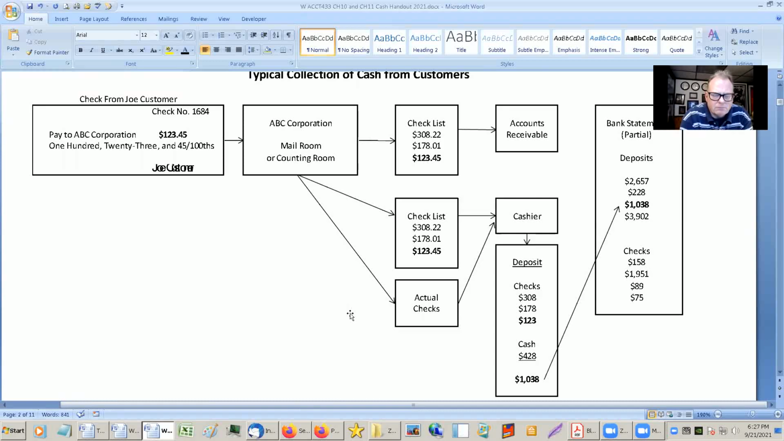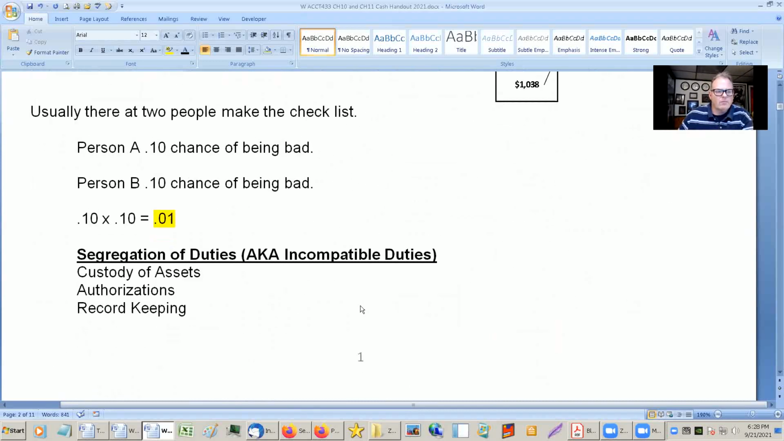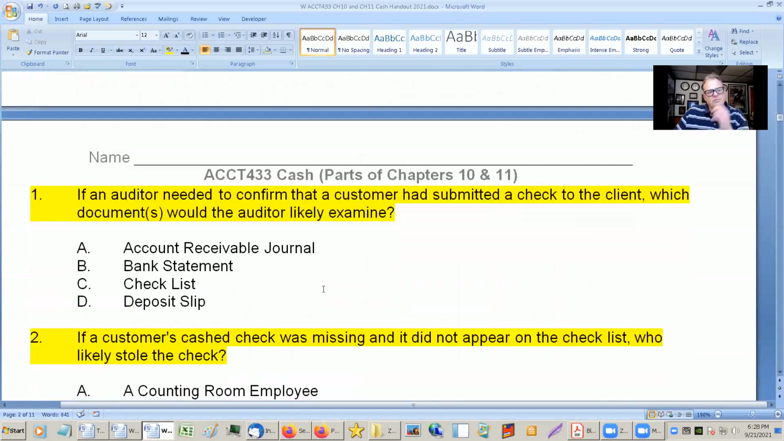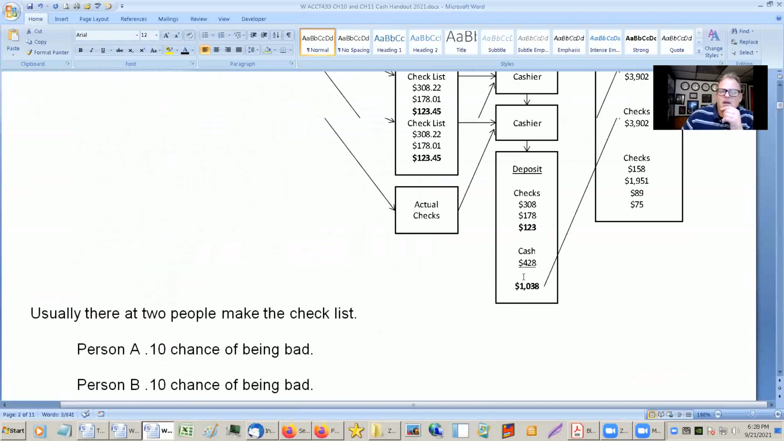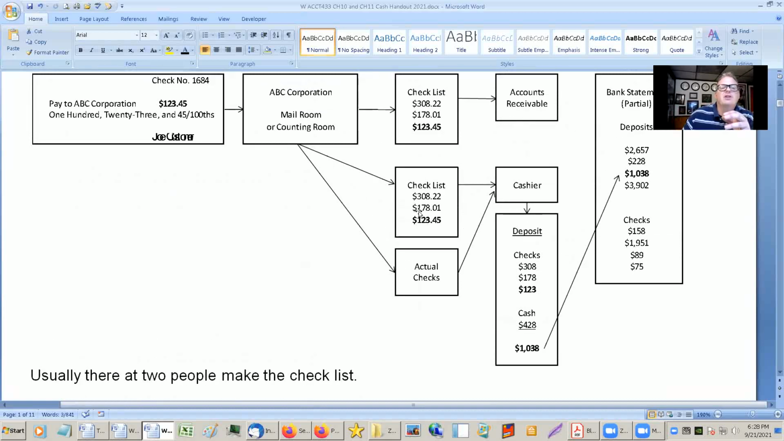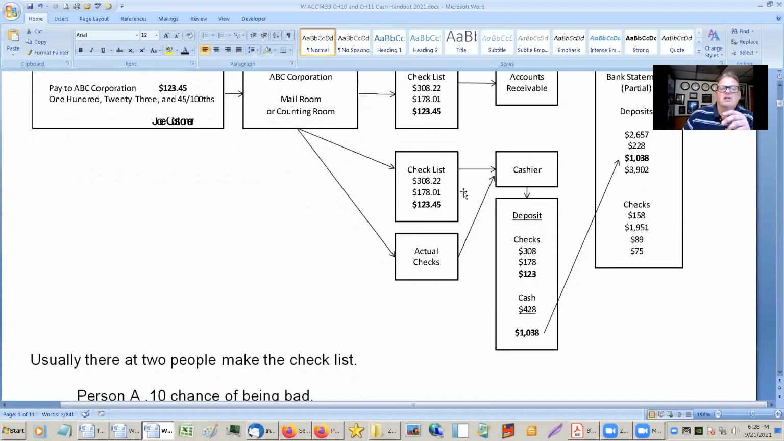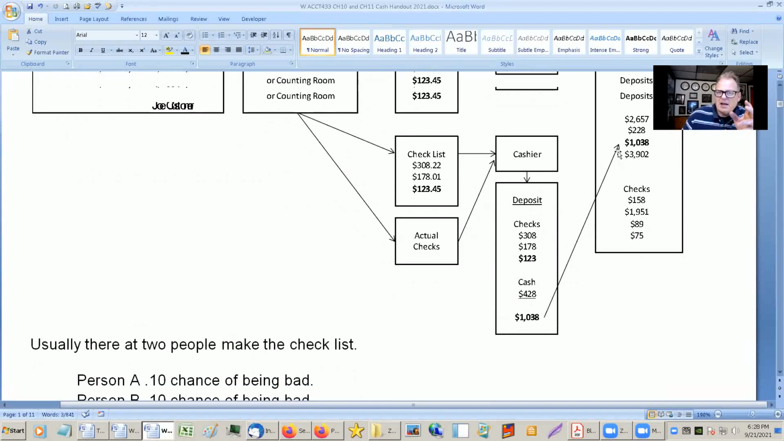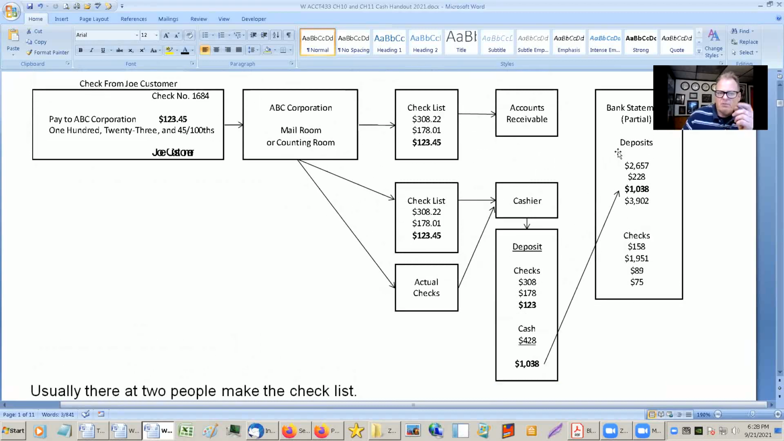The accounts receivable journal or the bank statement. It's possible. Actually, the bank statement would not do you very much good, and I'll show you why. It's combined with other stuff. Exactly. The deposit's going to go in what we call intact, so the deposit is going to have all the things in there. If someone wrote the check for $178.01, you're not going to see that on the bank statement.